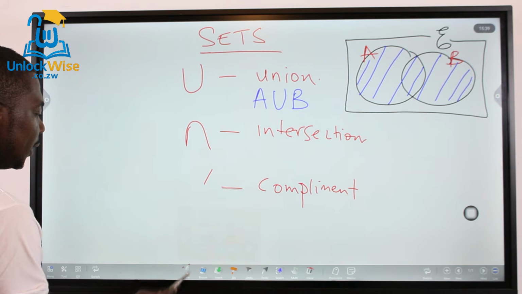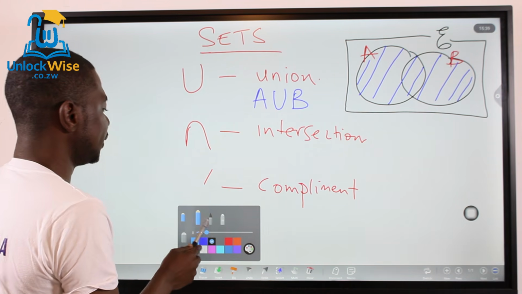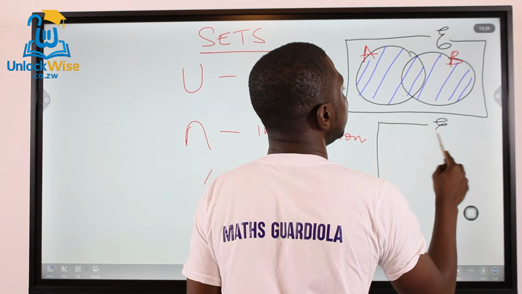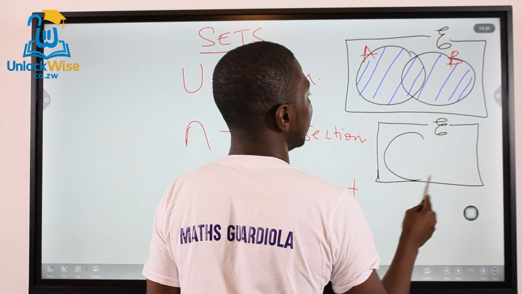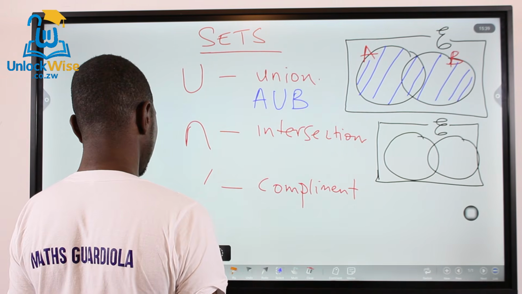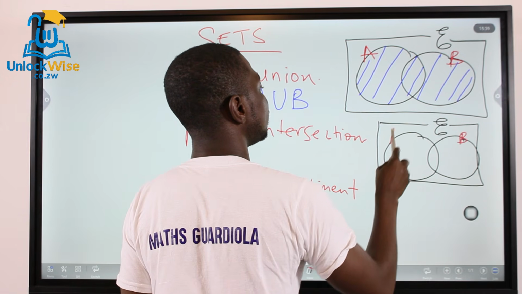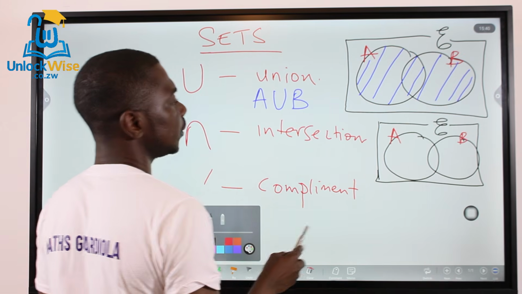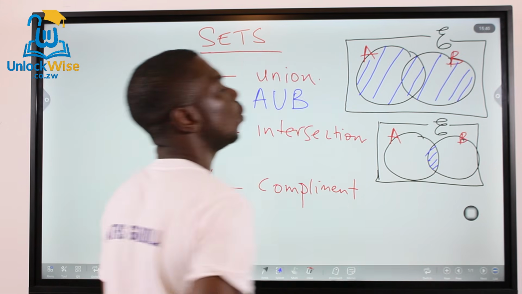Right? Then for something like intersection, we want what is in A and that is also in B, right? For example, we have set A and set B. The intersection part is this one. What is in A and also in B.